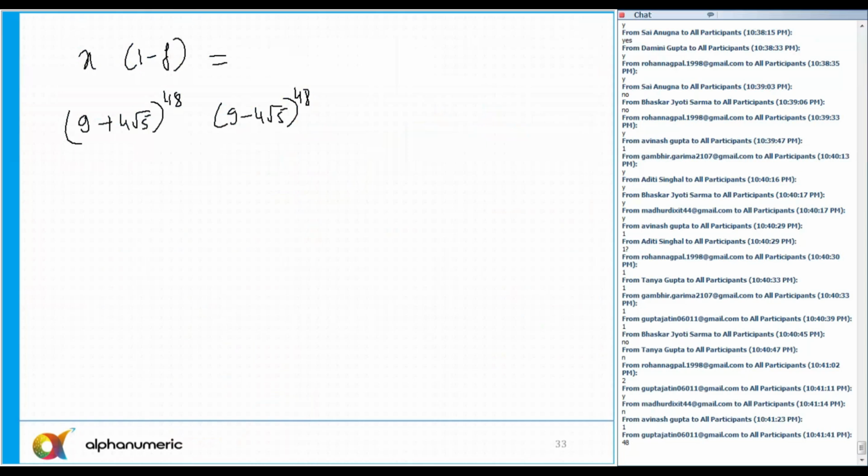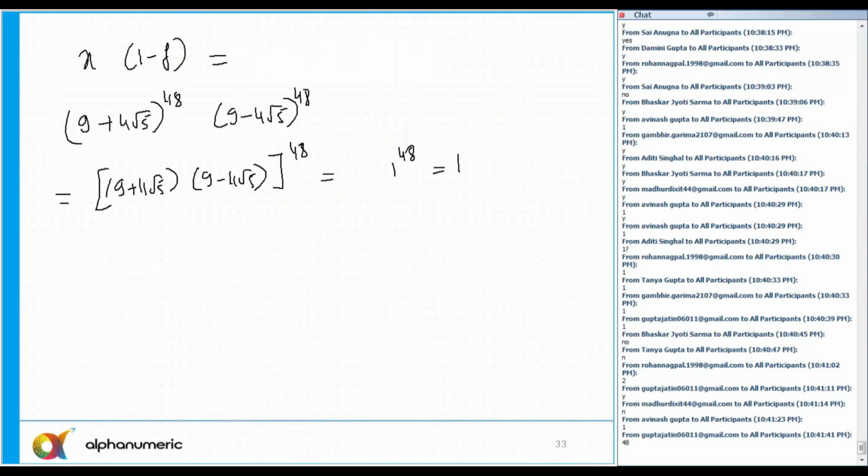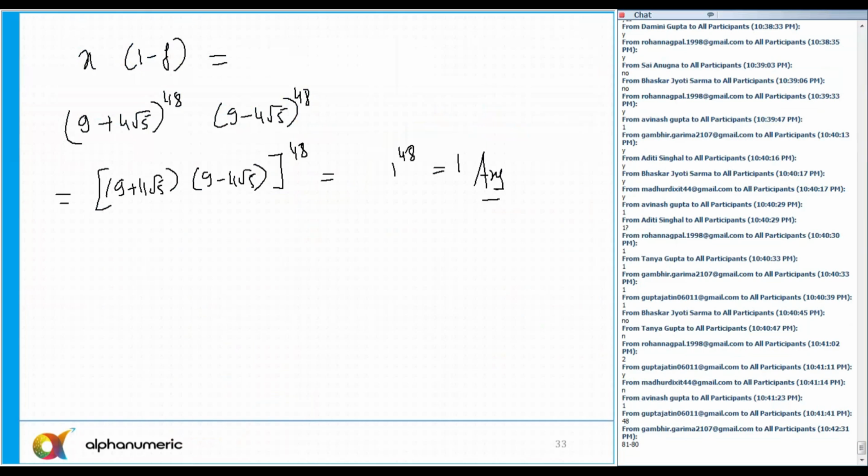So now in this case, it will be equal to how much? That is 9 plus 4 root 5 into 9 minus 4 root 5 raised to power 48. Now a plus b into a minus b is equal to a square minus b square. So that is equal to 1 raised to power 48, which is equal to 1. And this is the answer.